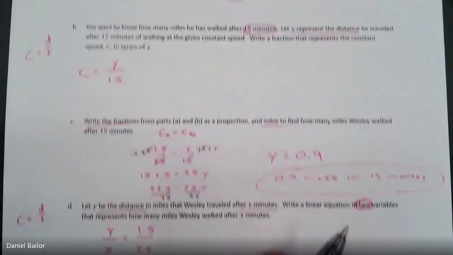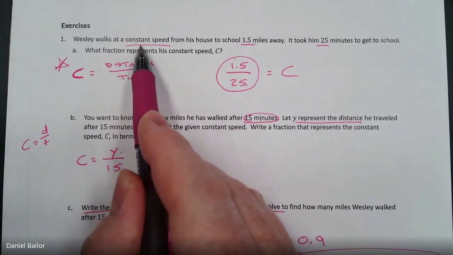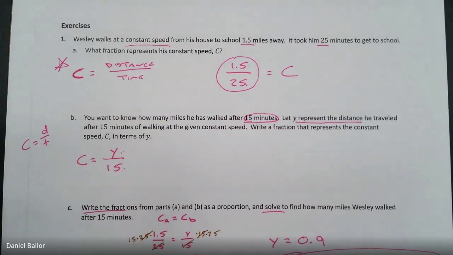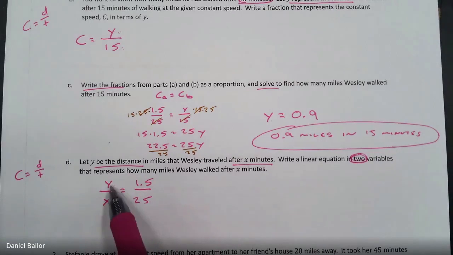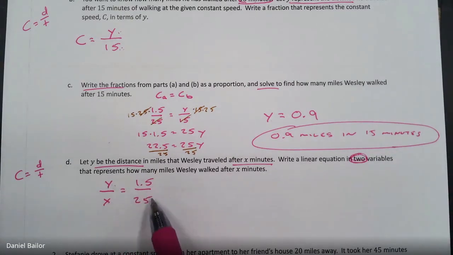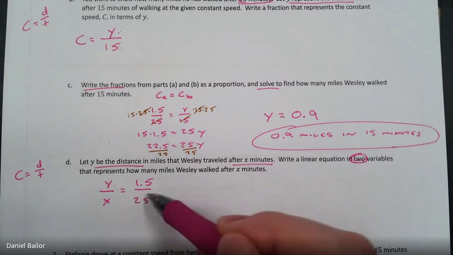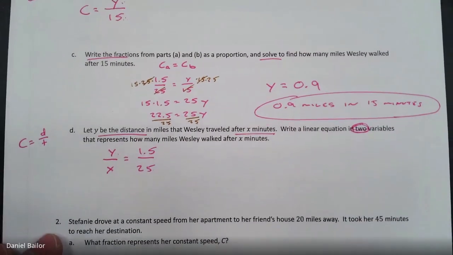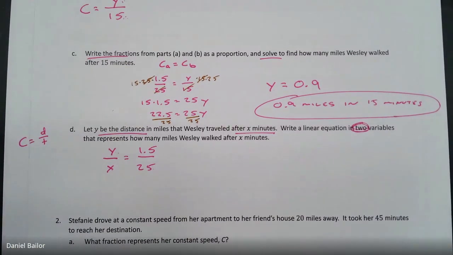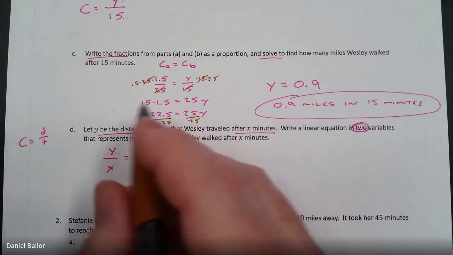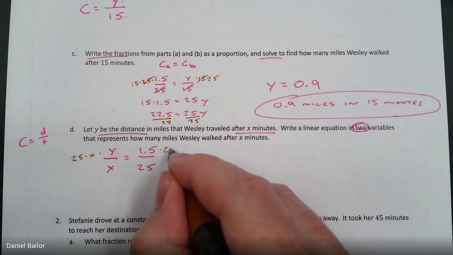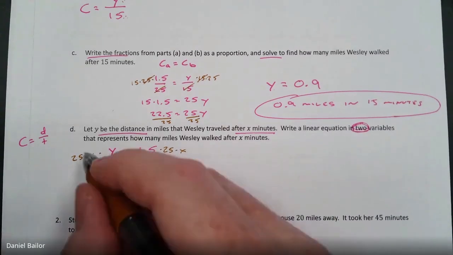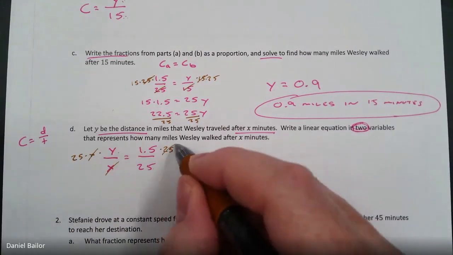Why do we know it's equal? Because Wesley's at a constant speed. It tells us in the question that it's a constant speed. So we know this distance and time equals this distance and time. And now we can use this proportion, these two fractions, to find an equation. We're going to solve it just like we did part C. We're going to do 25 times x on both sides, because on this side the x's will cancel, and on this side the 25's will cancel.